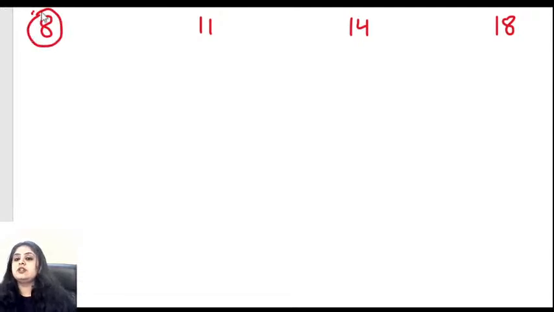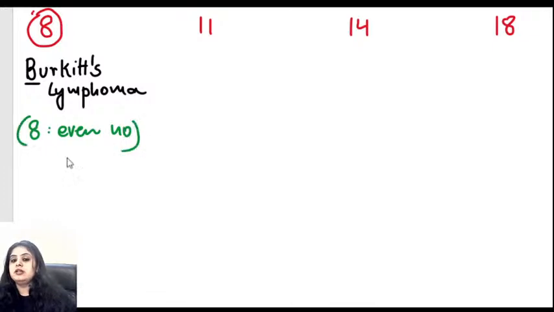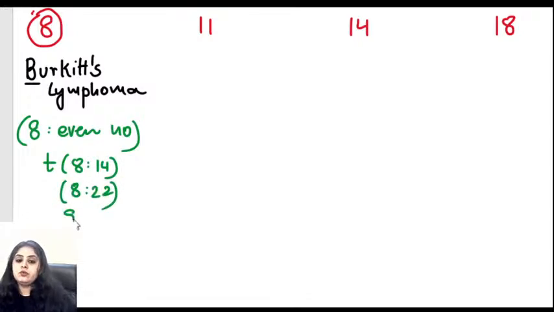8, I think you know which lymphoma I'm going to talk about. It's one of the easiest, right? 8 looks like a B. So I am going to talk about Burkitt's lymphoma out here, right? And the rule I think everyone knows, that 8 has to combine with an even number. That's the rule that I have to follow. So either 8 is going to combine with 14, or 8 is going to combine with 22, or 8 is going to combine with 2. So these are the possible translocations that I have. Either way, 8 has to combine with an even number in that case.